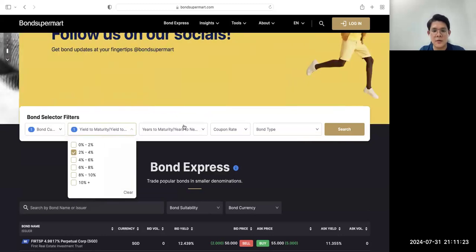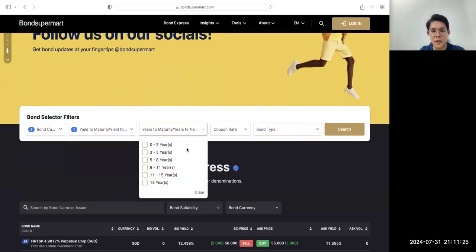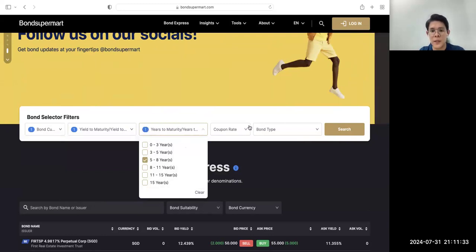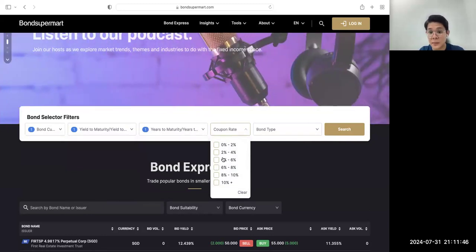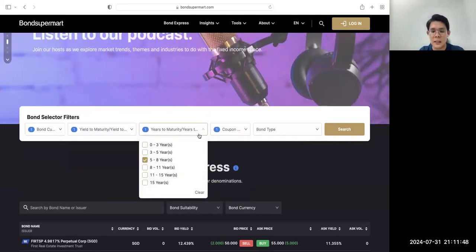And then for the maturity, maybe you want a longer tenure, so I can choose 5 to 8 years. Coupon rate is the fixed annual payment that you can get from the companies. So maybe I want to get a fixed payment of 4 to 6% per year, for at least 5 to 8 years.